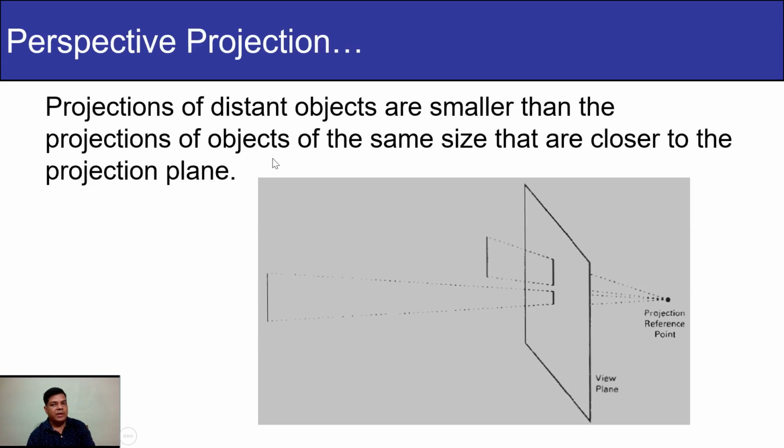Now, in the case of perspective projection, projections of distant objects are smaller than the projections of objects of the same size that are closer to the projection plane. Here you can see that we have two objects and the distance of each object from the view plane is different. The object which is at less distance from the view plane will look bigger in comparison to the object which is far from the view plane. It can be clearly seen from the diagram.